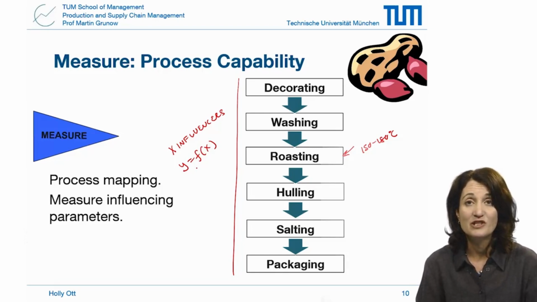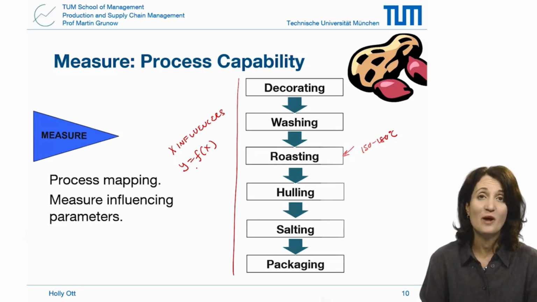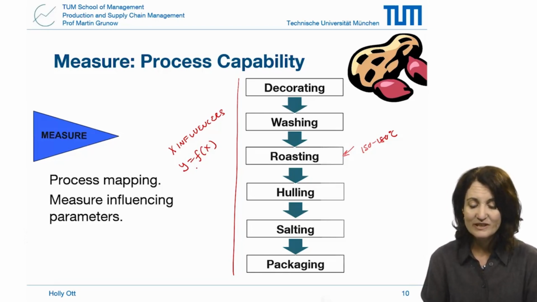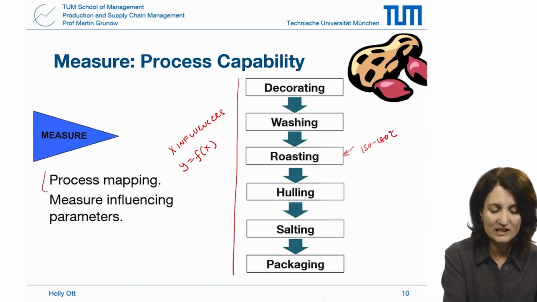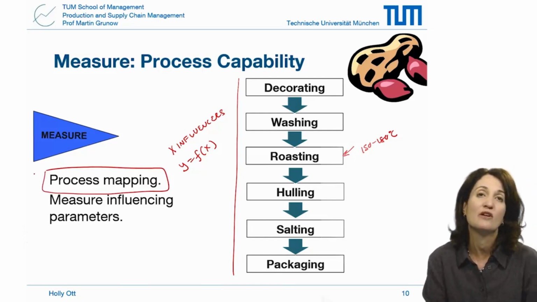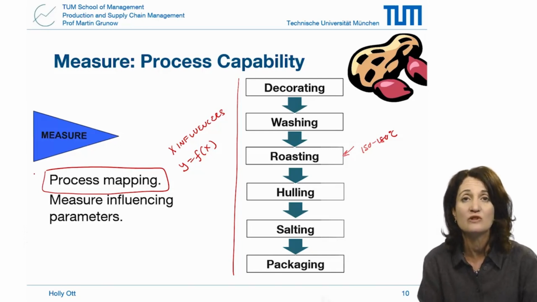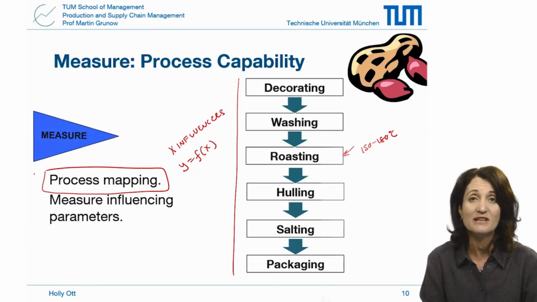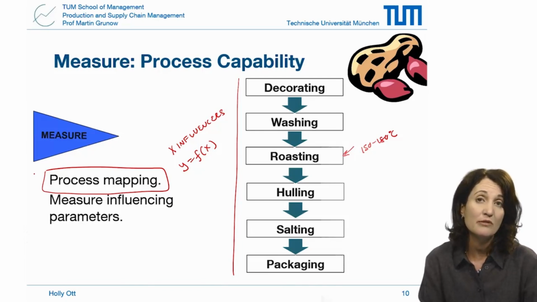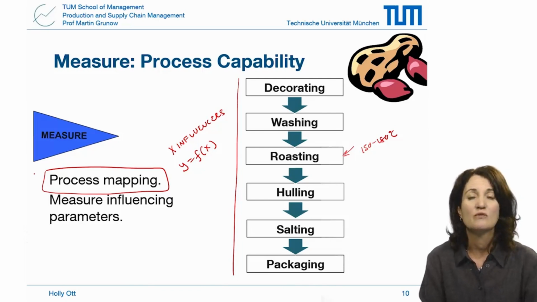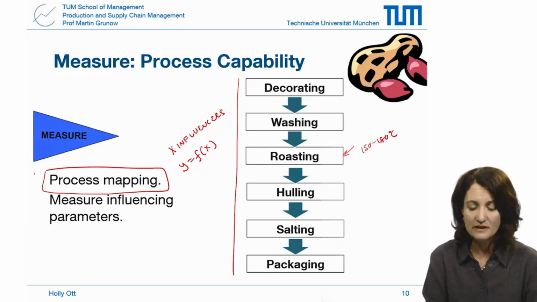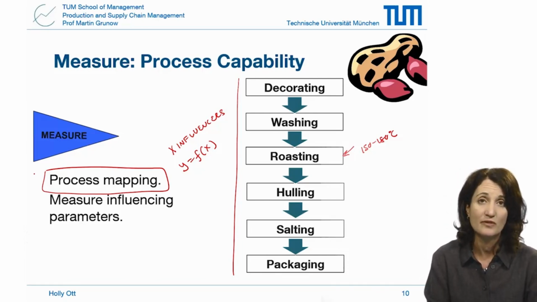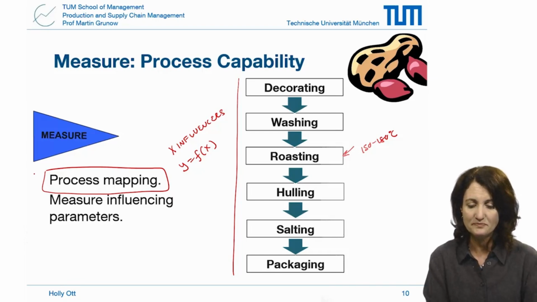Now, in your business, you might be the only operator there, but in order to get into a more detailed process map, you would talk to the people on the floor, you would visit the production, you would talk to experts. If it's just you in your kitchen with the peanuts, maybe you would talk to the equipment manufacturers. You would look at what other options are out there, learn about the process. And then, of course, you measure your influencing parameters for your process.